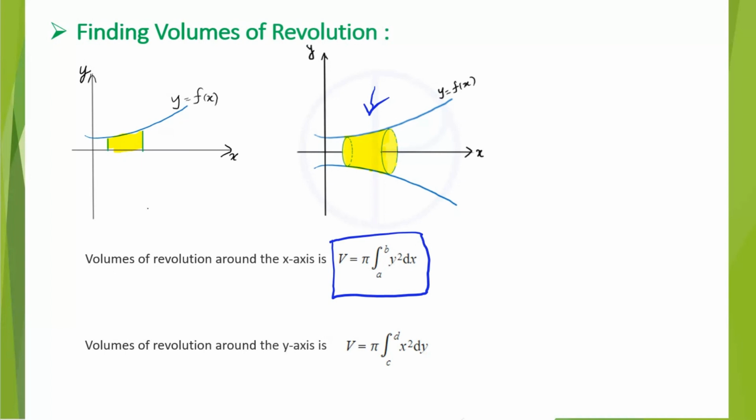Okay. And if you are going to find the volume of revolution around the y-axis, then this is the formula. Y is equal to f of x. Try to make x the subject, find out what x square is, and substitute it in this formula. That is to find the volume of revolution around the y-axis.